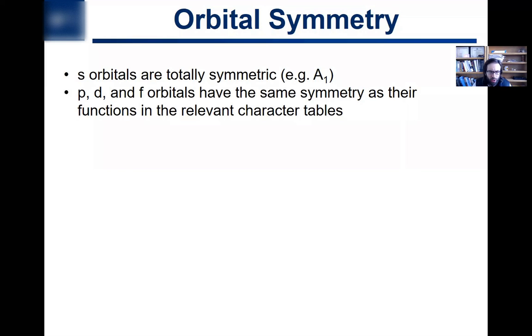So as orbitals, s orbitals are sphere-like, right? So they're always going to be totally symmetric. That means if you look at the character table, they're going to have the symmetry of whatever representation has ones across the board, ones in every component of that irreducible representation. Usually that's going to be called A1 or A1g. Those are the Mulliken symbols that are usually used. The s orbitals are totally symmetric. The p, d, and f orbitals have the same symmetry as their functions in whatever character table you're dealing with.